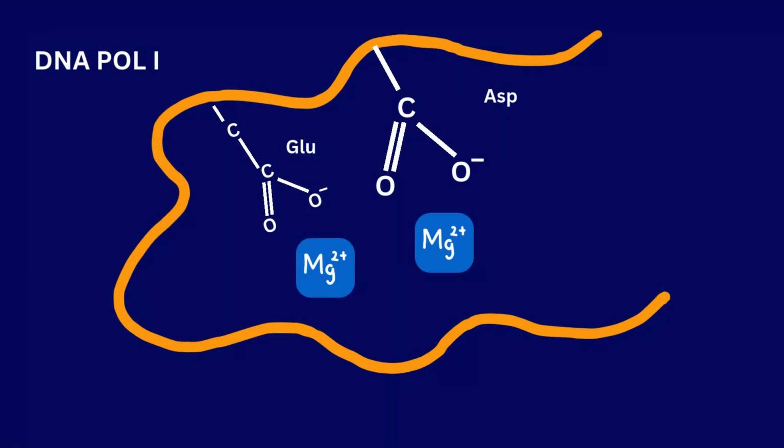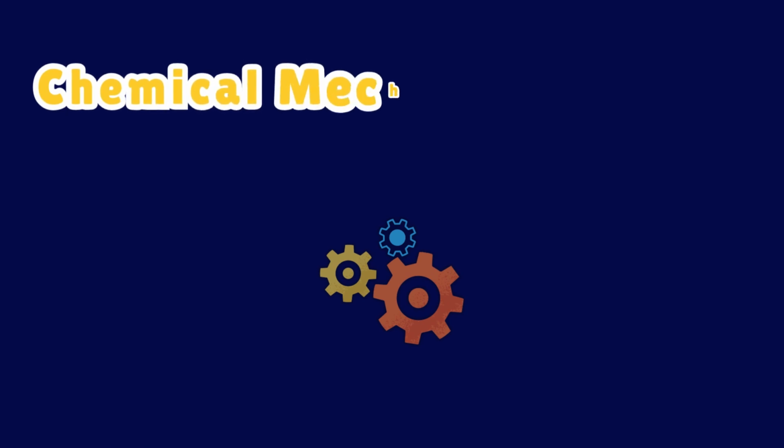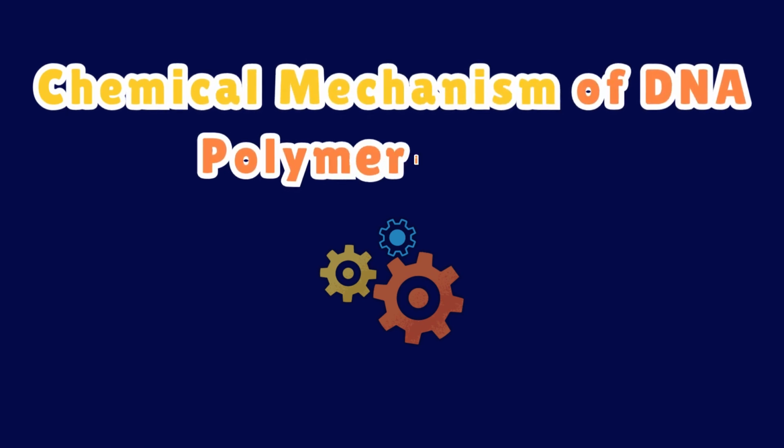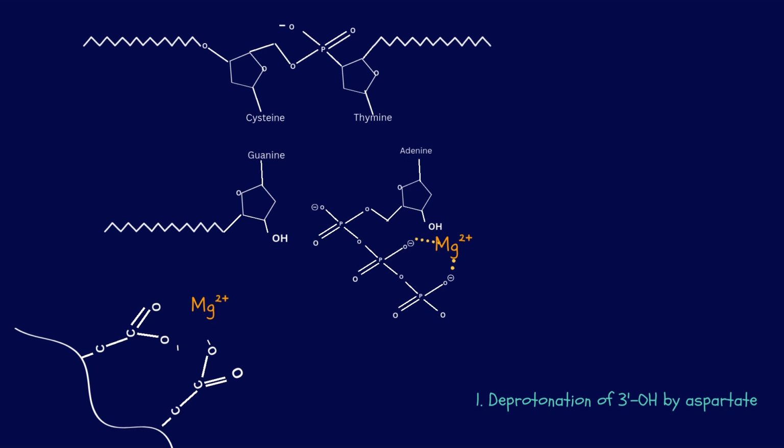Key amino acids like aspartate and glutamate coordinate the magnesium ions, stabilizing the active site. Positively charged residues such as arginine and lysine interact with the negatively charged DNA backbone, ensuring precise alignment for catalysis. Once aligned, polymerase 1 catalyzes the chemical mechanism of DNA polymerization.